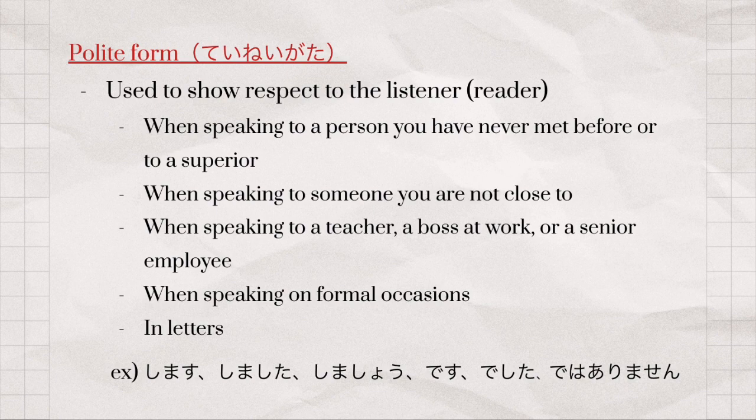Normal form was also used in letters, but in this case, if it's in polite form, you would use します、しました、しましょう、です、でした、ではありません, and other words in letters, or even in any kinds of conversation that you're having with an older person or anyone who you should be respecting. So yeah, these are the two forms that we're going to use today.